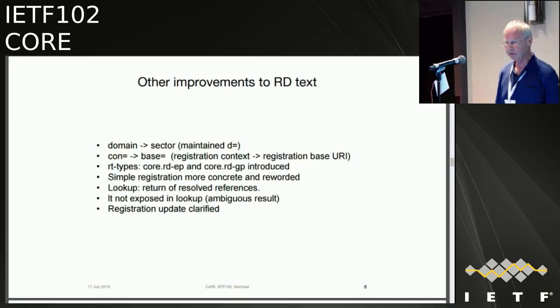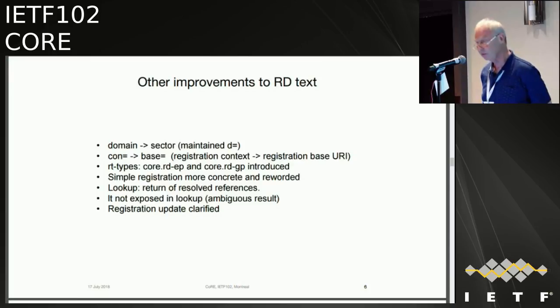Then other improvements to the RD text. We have this domain, which was very confusing because it's used elsewhere as well quite a lot, and we called it sector, but we maintained the d parameter because of backward compatibility. The con parameter, which we called context, which is not a context because that's something else, we have changed to base, and this is actually the base URI, and that is the registration base URI.